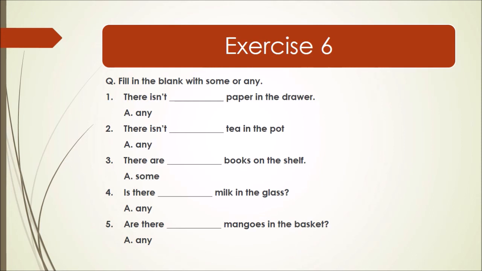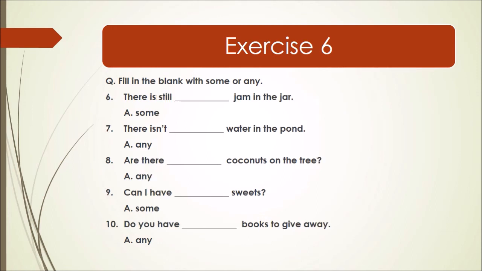Are there dash mangoes in the basket? Are there any mangoes in the basket? Again, any is used because number 5 sentence is interrogative sentence. Number 6. There is still some jam in the jar. Some sentence is affirmative one, positive sentence. So, hum yahan par some use karenge. There is not dash water in the pot. There is not any water in the pot.